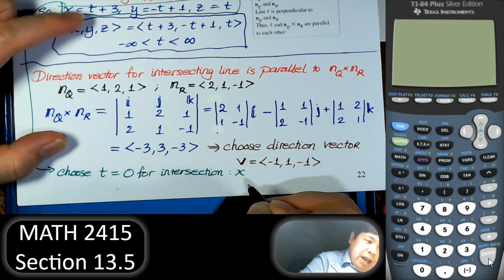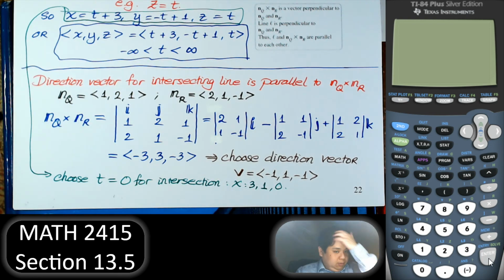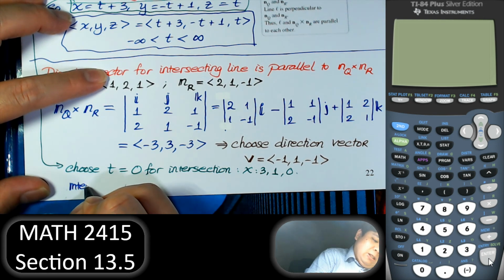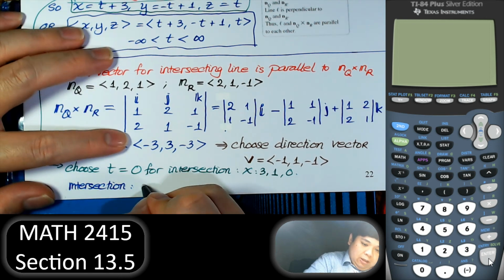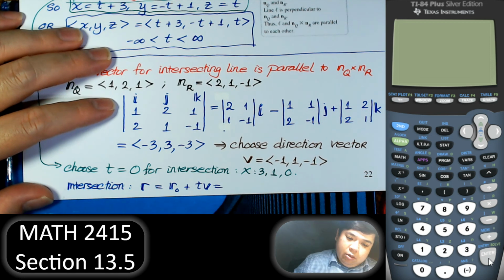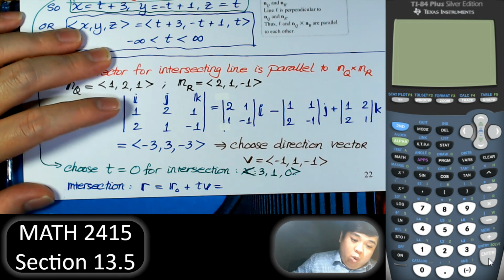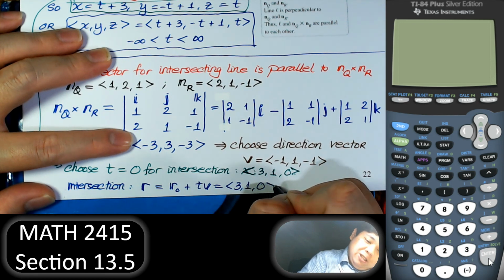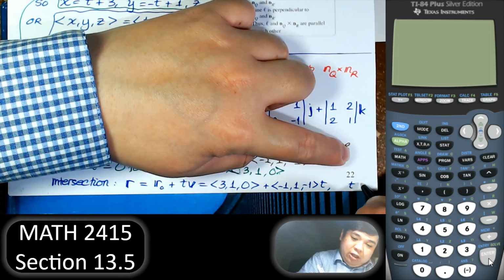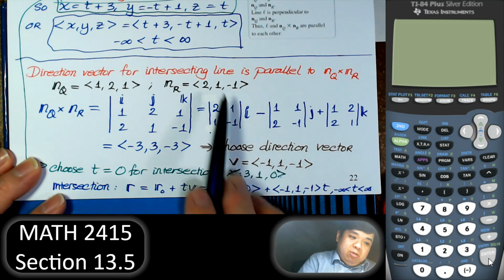So we have t equal to 0, right? So we have the point 3, 1, and 0. And finally, when we do this, we can say the equation of the intersection is r naught plus tv. R naught is going to be 3, 1, 0, and then plus negative 1, 1, negative 1 times t. Of course, t goes from negative infinity to infinity. By the way, when you multiply out and combine, this equation will be very similar to that.